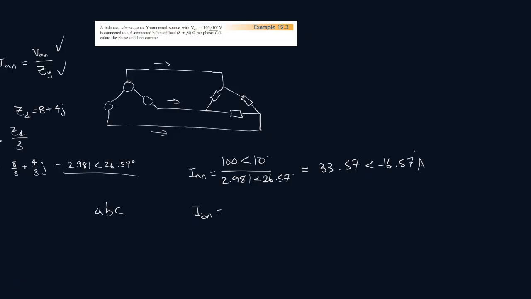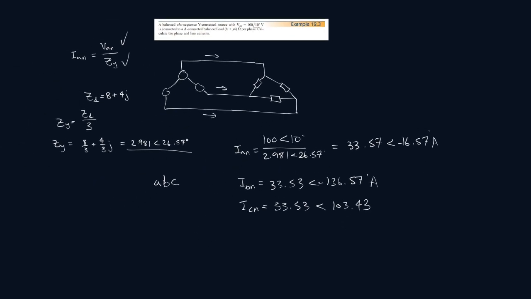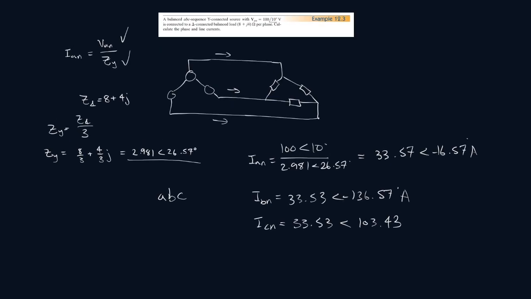Now, IBN, since we're told it's an ABC sequence circuit, what we just do is subtract 120. So that's 33.53 phasor minus 136.57 degrees in amperes, and then for ICN we just do minus 120 again, and then we can add 360 at the end if we want to. Okay, so that's done.